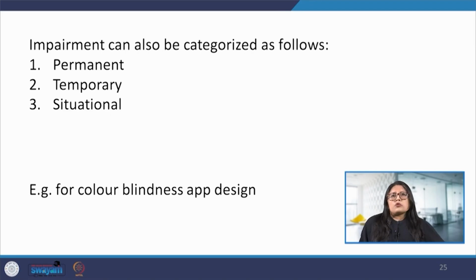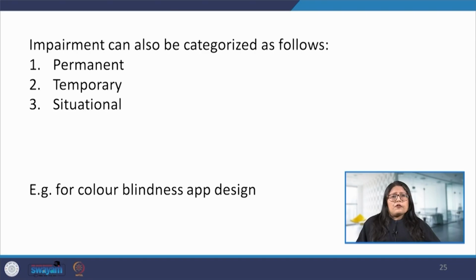So, impairment can also be categorized as permanent, temporary and situational. Permanent impairment is where a person has been, for example, in a wheelchair for 10 years and in the future also it looks like they will be using the wheelchair. Temporary may be with somebody who has gotten a fractured arm and it will heal in a few months time, and situational could be depending on my surroundings.